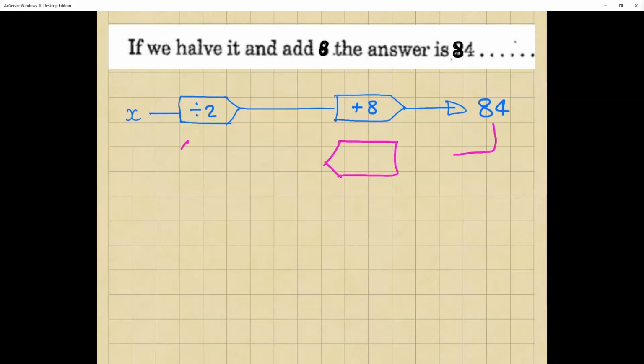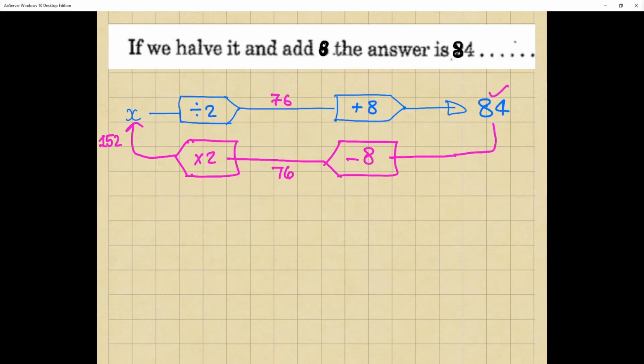Okay, so now how do you solve this? We move the 84 and do the opposite. So we reverse the function machine. Opposite of add 8 is minusing 8. And opposite of divide by 2 is timesing by 2. And that should give us our original value. So what's 84 minus 8? 76. And then what's 76 times by 2? 152. Okay, let's put it through the machine now. 152 divided by 2 is 76. So it works.